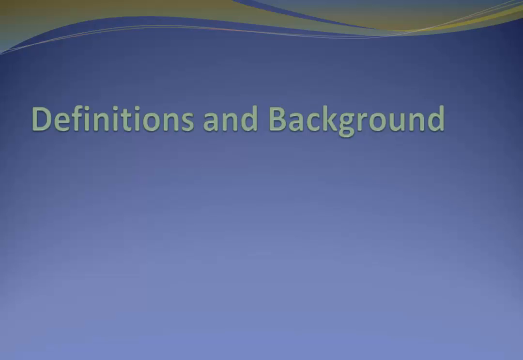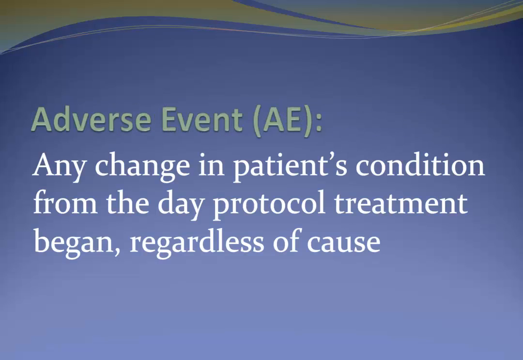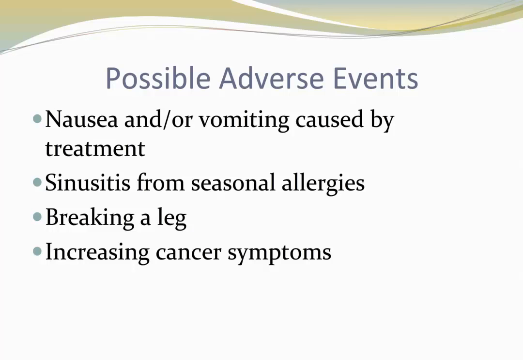Let's start with some definitions. An adverse event is any change in a patient's condition from the beginning of protocol treatment, regardless of cause. An adverse event can be anything from nausea caused by treatment, to seasonal allergies, to breaking a leg, to increasing cancer symptoms. You indicate how each of these adverse events are related to treatment by assigning an attribution code. I will talk more about attribution codes in the latter part of this presentation.